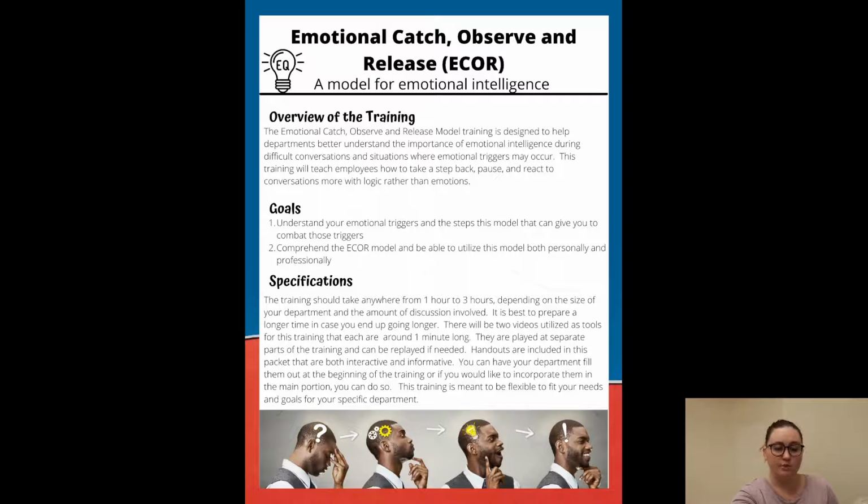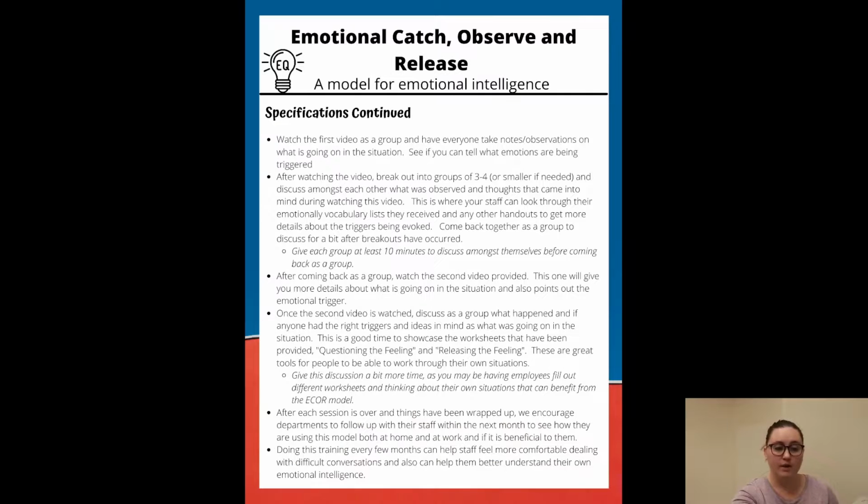There will be 2 videos watched during this training. The first will be a situation where the E-Core model is used, but you won't be told the triggers. And the second will show you the full picture. Have everyone take notes during the first video on what is occurring, and afterwards have breakout sessions of 3 to 4 people, depending on the group size, to discuss further. Come back as a group and watch the second video, which will show you the trigger and emotion being evoked.